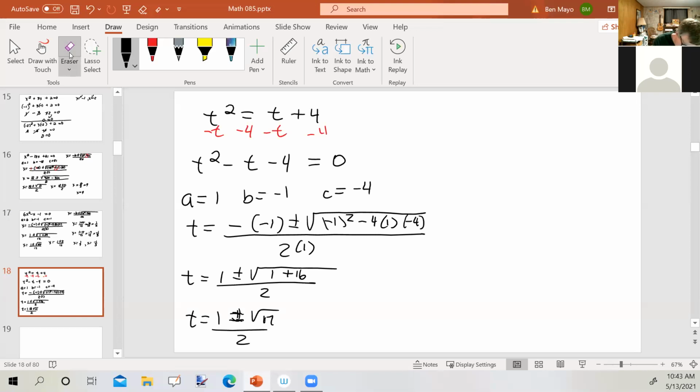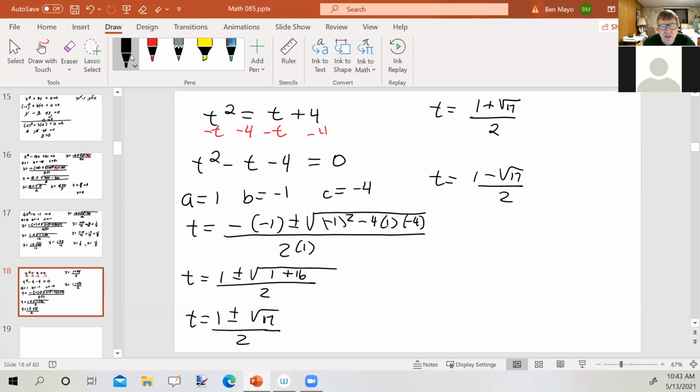Now, the problem is, other than the fact that my writing is messy, we can't take the square root of 17 and come out with a nice answer. It's an irrational number. We can't simplify it at all. So our two solutions would be 1 plus the square root of 17 over 2 and 1 minus the square root of 17 over 2. The instructions say solve each equation, so there are the solutions.